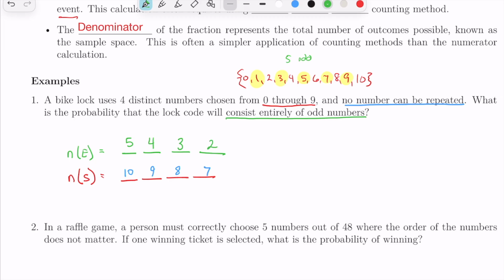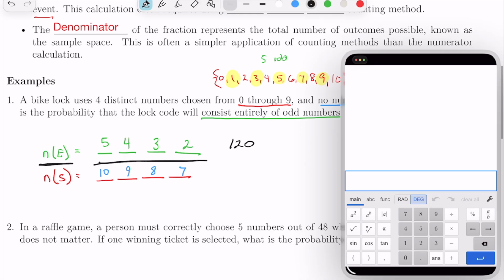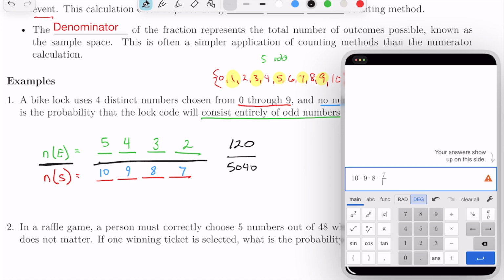Now, if I multiply these all together, and I treat this as a fraction. Remember, probability is just what you want over the total possible, or the number of elements in your event divided by the number of elements in your sample space. So I can do this as 5 times 4 times 3 times 2, and that gets me 120 on top. And then on bottom, I've got to do 10 times 9 times 8 times 7, or 5,040 on bottom. Now, it's also a good idea to simplify these fractions, right?